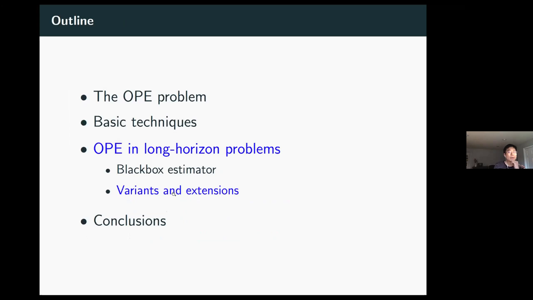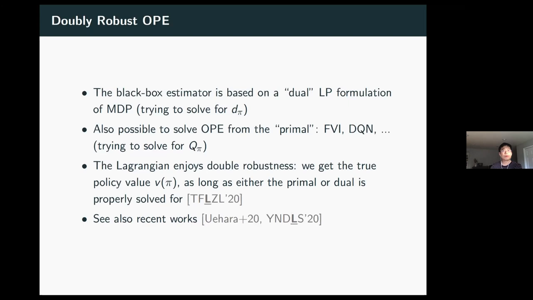For the rest of the talk, let me very briefly mention a few variants. I think some of these variants will be discussed in further detail in a talk by Dr. Bo Dai, maybe next week at the same seminar. So I'll let Bo talk about some of these variants. I'll just mention some of them very briefly. The first one is a doubly robust variant.